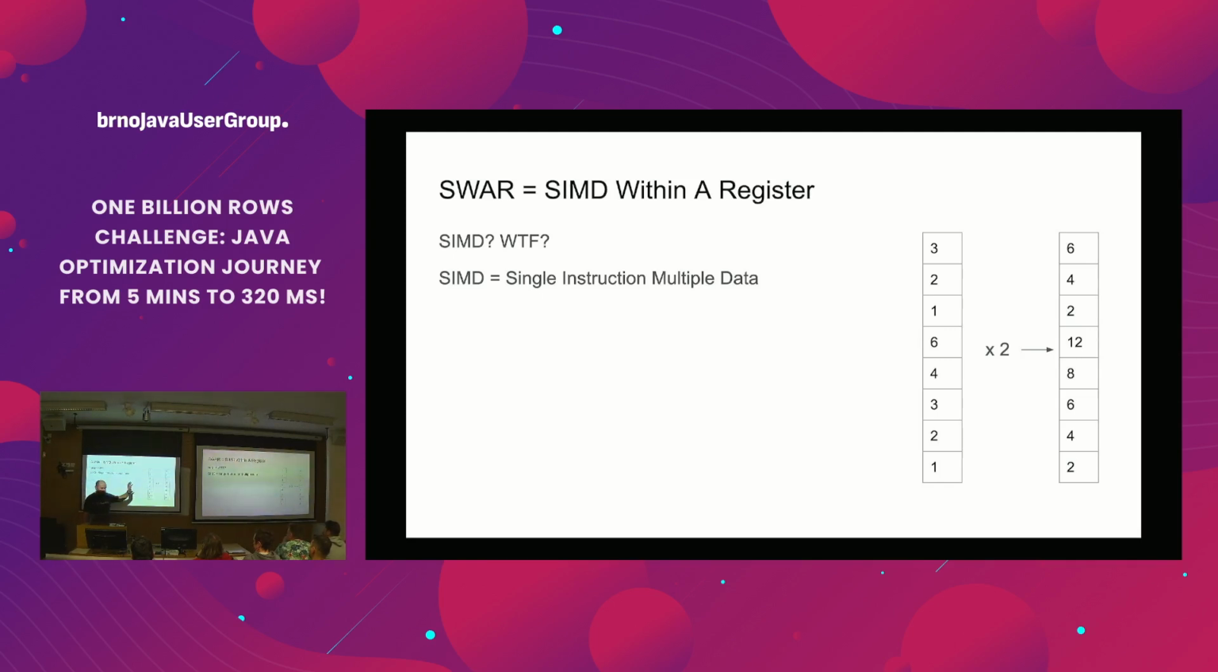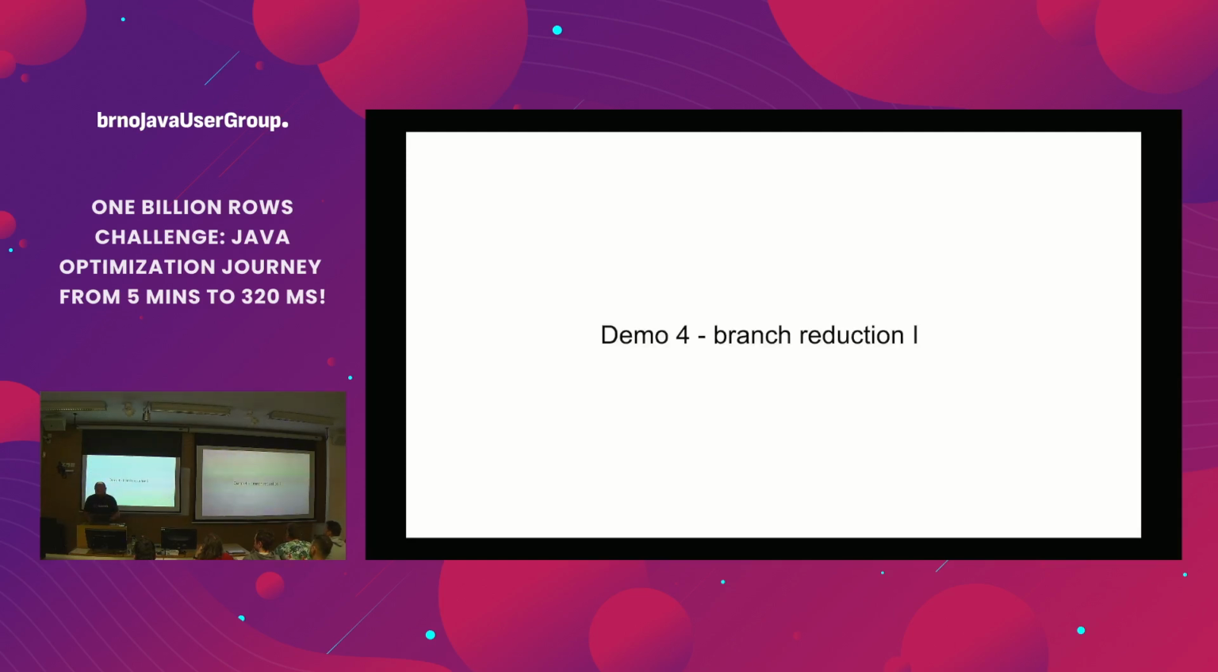But SWAR is a version of this, except instead of using vectorized registers, it's using just a normal, let's say, 64-bit register, but it chops that 64-bit register into, let's say, 8-bit pieces, and then it does some operation inside this 64-bit register, and the result is basically processing multiple bytes at once. I will show you the example.